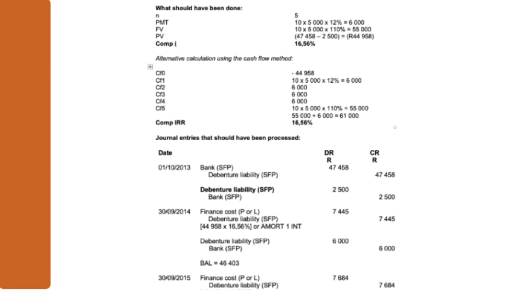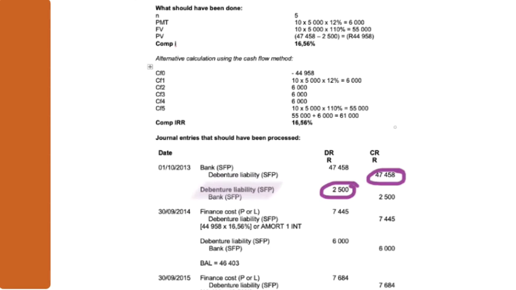And because it is a liability, if you look at the journal entries of what should have been done, there's a debit to the debenture liability because of the transaction costs, which means that your initial measurement amount of the liability is fair value less the transaction cost. It reduces the initial measurement.